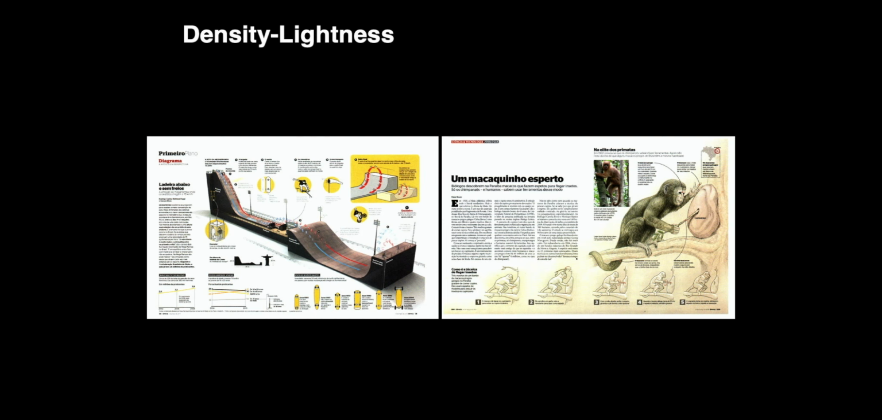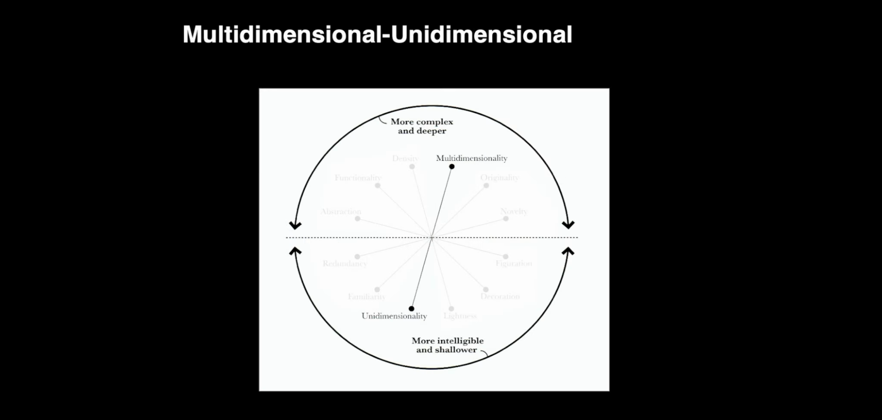Versus on the right with the monkey hunting termites, it's a very simple visualization breaking down the basic process this particular monkey goes through to hunt for insects. So on the left, the mega ramp visualization is much more dense, versus on the right, the monkey visualization is much more light and airy. Does the design have multiple dimensions or just one?